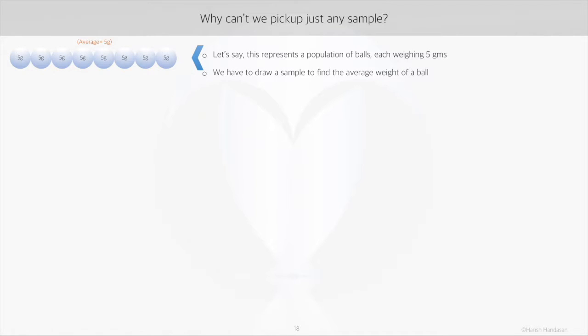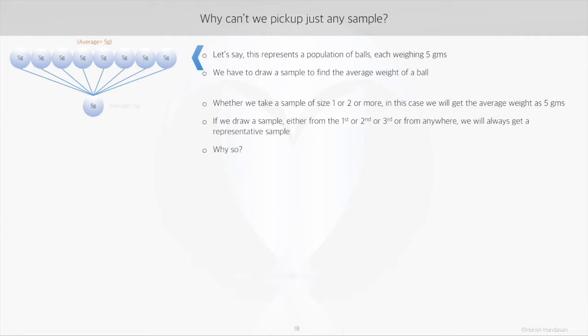Let's say we are dealing with a population of balls, each weighing 5 grams, and we have to draw a sample to estimate the average weight of a ball. In this case, whether we take a sample size of 1 or 2 or more, the average is always going to be 5 grams. We can draw the sample or pick a sample from any position. Still, the average would be 5 grams. Always, isn't it?